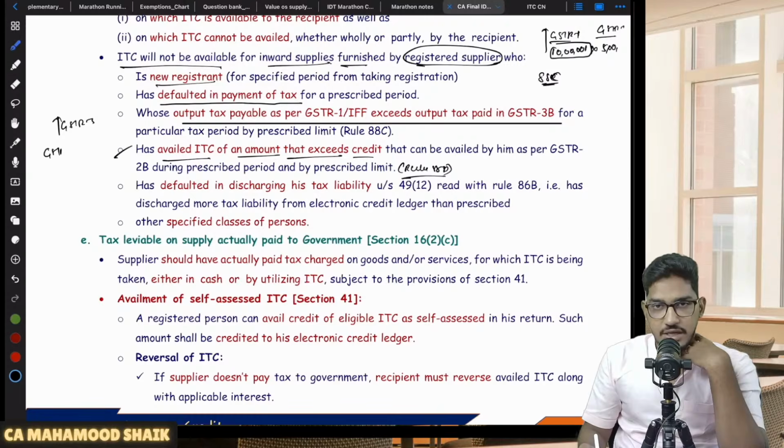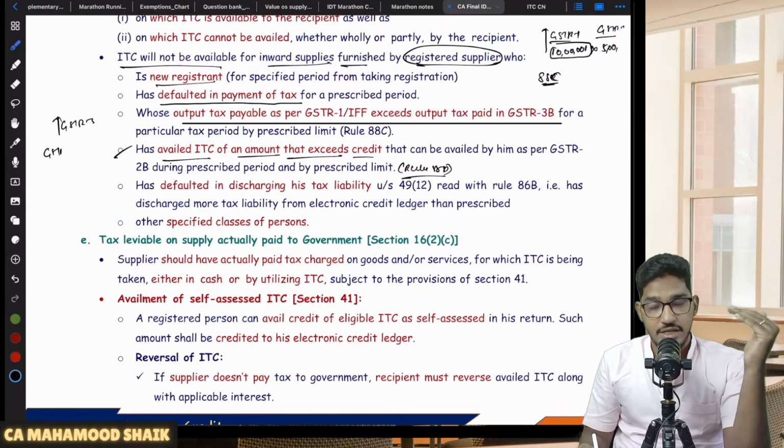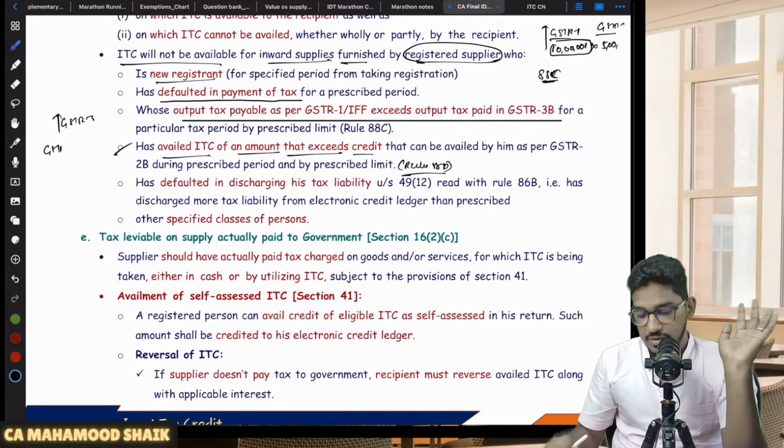So just now I told you one condition: you should claim ITC only for the amount reflected in your GSTR 2B. But if you are buying from a supplier who is claiming more ITC in his GSTR 3B than what is reflected in his GSTR 2B, then for you also it will be shown under the not available category.